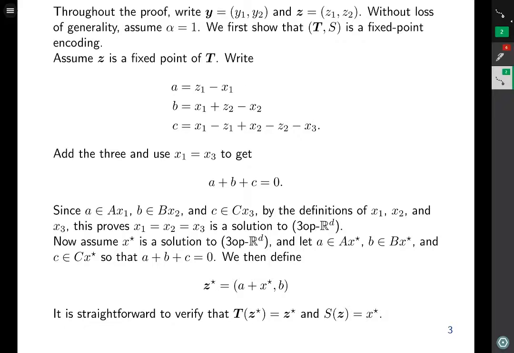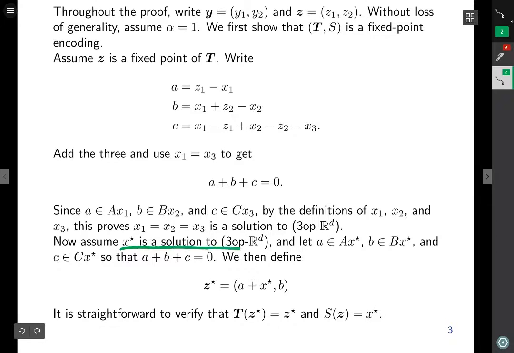Since a, b, and c are defined so that a is an output of the operator A at x1, b is an output of the operator B at x2, and c is an output of the operator C at x3, the fact that a, b, and c sum to 0 proves that x1 equals x2 equals x3 is a solution of 3-op R^d. Let's now prove the other direction.